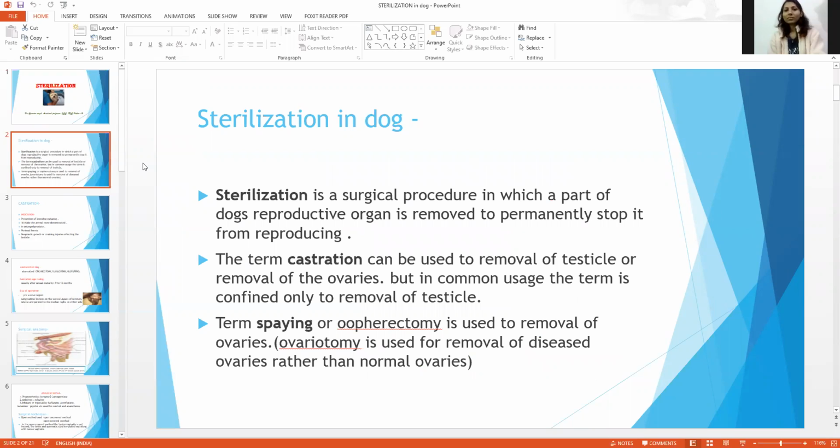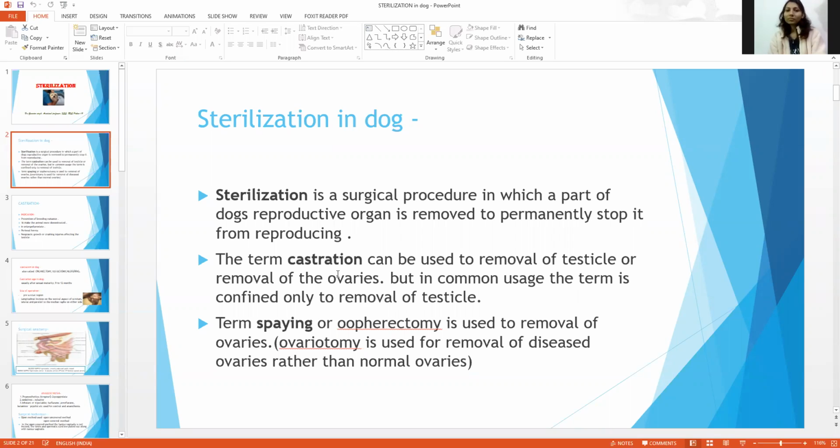Sterilization, as you know, is a surgical procedure in which our aim is to stop reproductive activity by removing either the testicle or the ovary. In this, the term is castration. This is used for removal of testicle or removal of ovary.